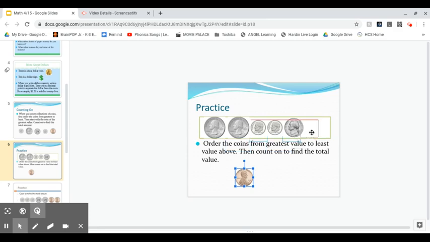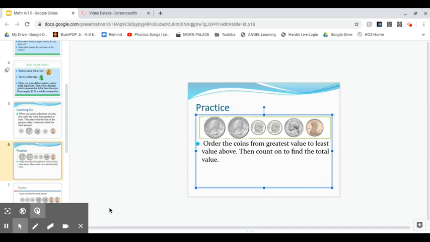Now we are ready to count on. Okay, so we're going to start with our quarter first. 25, 50, 60, 70, 75, 76.